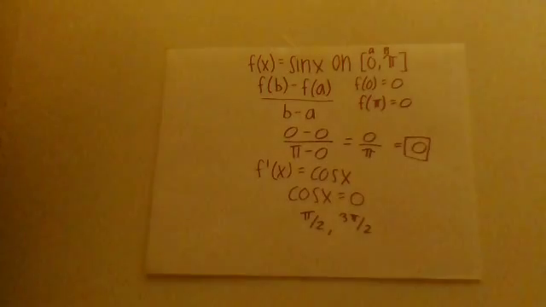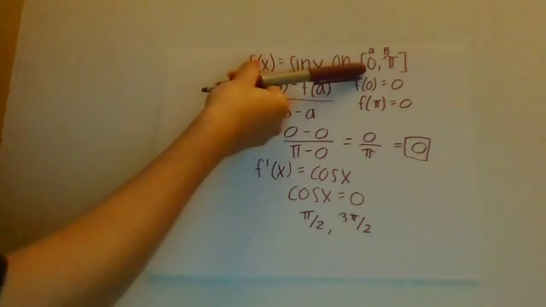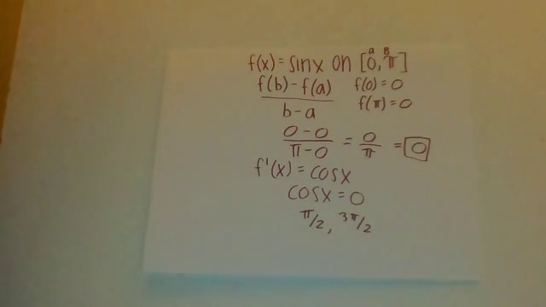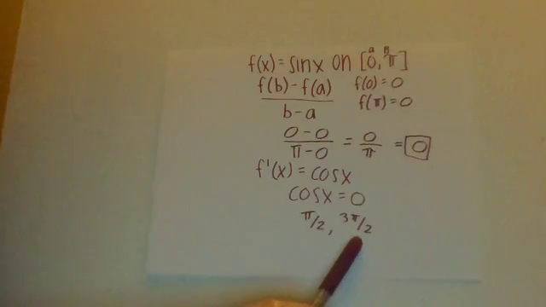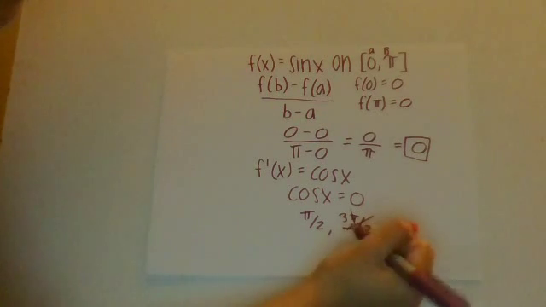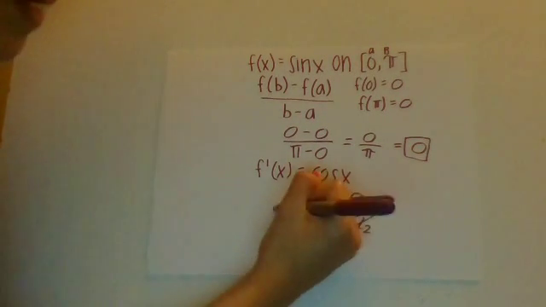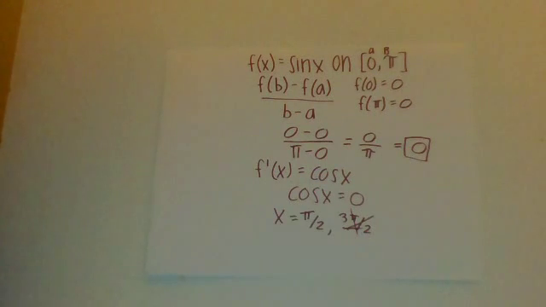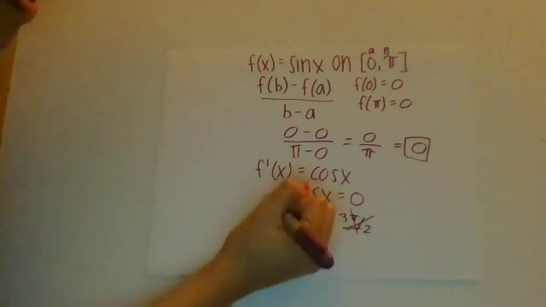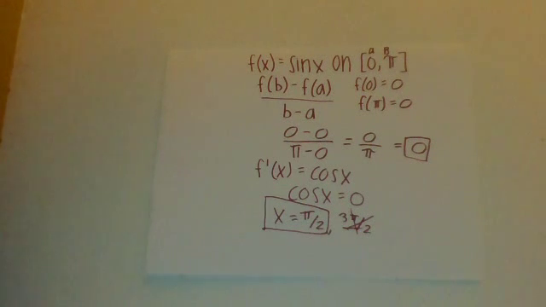So before you say that both those are your answers, you have to look back at your interval. So 3 pi over 2 is not between 0 and pi, so you know that can't be one of your answers. So you're left with x equals pi over 2. And that should be your answer.